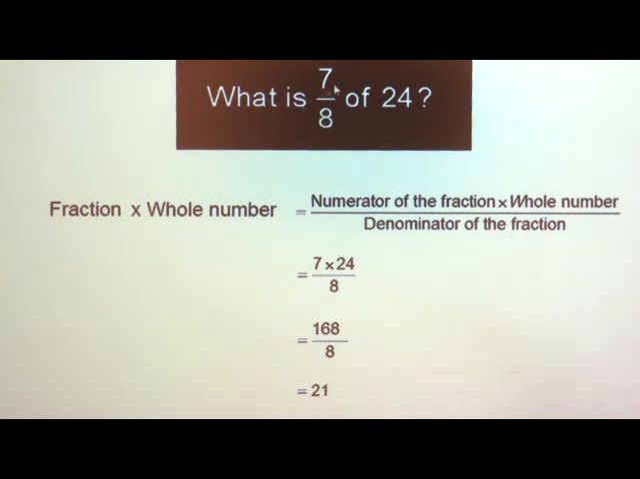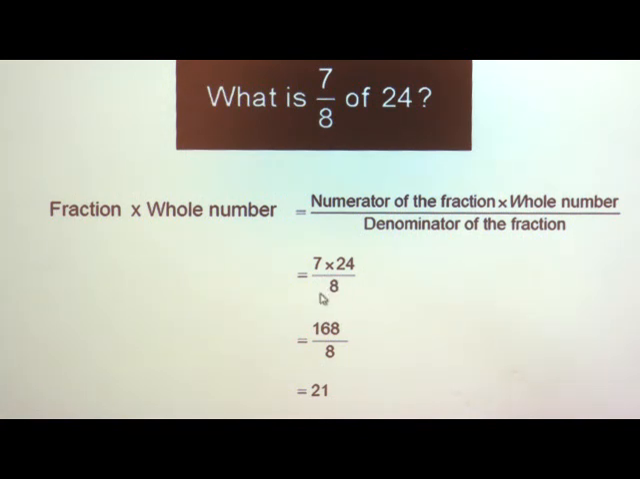So, what is in the numerator? It is 7. Yes, we write 7. What is the whole number given to us? 24. So, we write here 24, and the denominator is 8. So, 7 multiplied by 24 upon 8. If it is possible to reduce, we can reduce it, or we can say simplify it to get it to the lowest term. These terminologies are all the same. So, here it is possible to reduce.